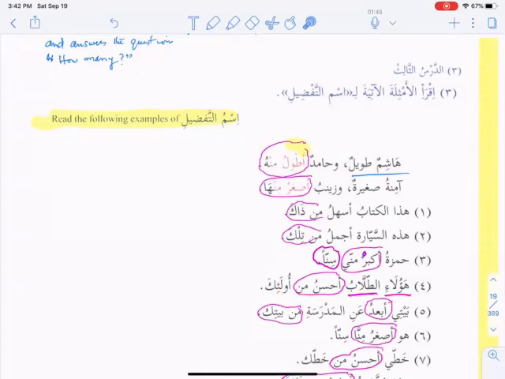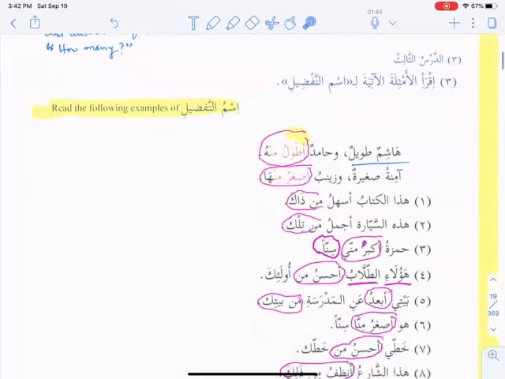بيتي أبعد عن المدرسة. My house is further away from the school. Min baitika, then your house. Did you get the idea, inshallah? Baiti, two words, bait and ya. Baitu is mubtada, and it is mudaf, ya is mudaf ilayhi. Abadu is your khabar. That's it. An al madrasati min baitika.